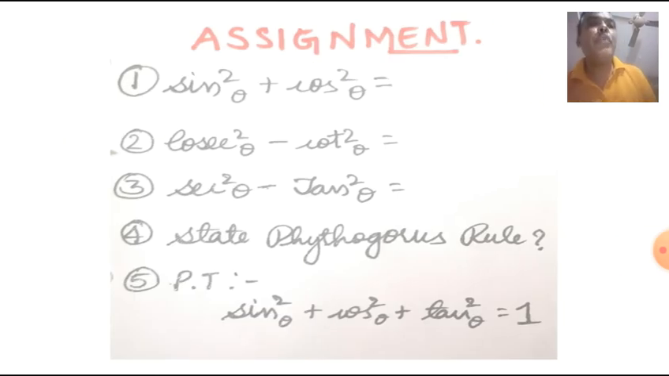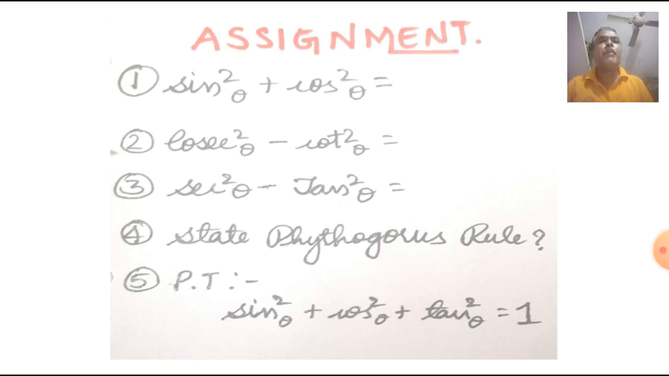So the next topic is assignment. It is the end of the session. So first of all, take the screenshot of the assignment session and perform these problems and send it to my personal number. Assignment questions: sin square theta plus cos square theta is equal to dash. What is the value of sin square theta plus cos square theta? That you have to write.